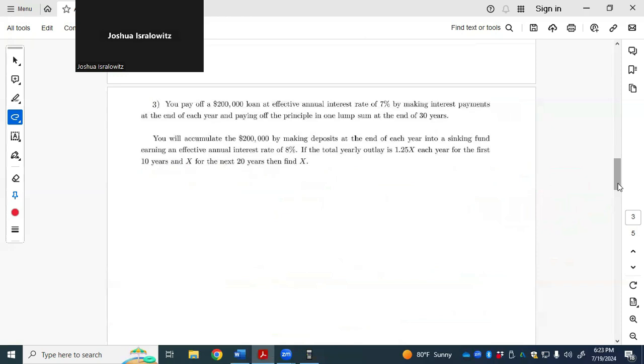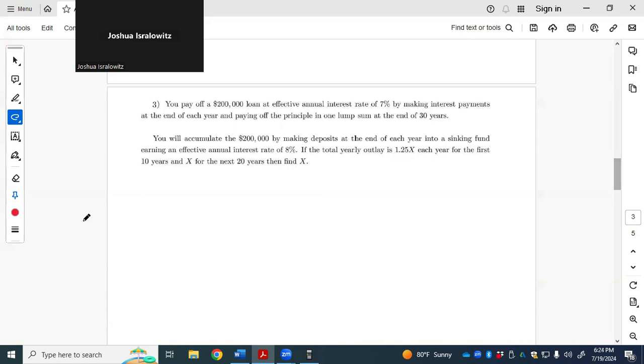Okay, so we have a $200,000 loan, loan interest rate 7%. And in the first sentence we're just describing the sinking fund method. You pay off interest payments at the end of each year, and pay the principal off in one lump sum after the end of 30 years. You accumulate the 200,000 by making deposits at the end of each year into a sinking fund earning 8%. Total outlay is 1.25x each year for the first 10 years. Then for the next 30 years, it's X.